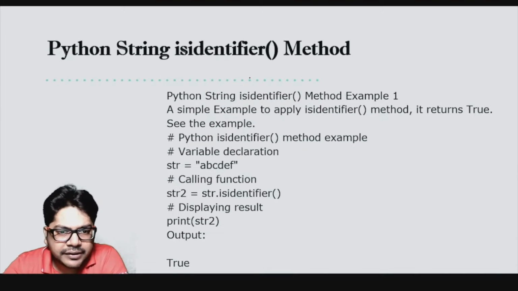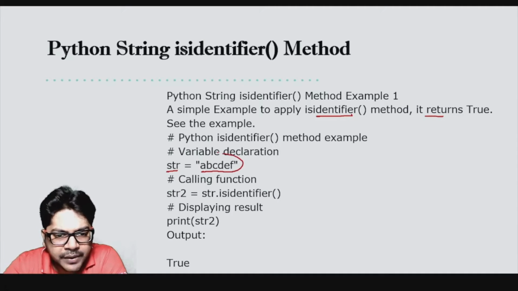Let us have a look at the example. Here is a simple example applying the isidentifier method, which returns true. I wrote str equal to abcdef. This is a proper identifier because it has alphabets in it. It does not start with a number, and it does not have a special character. So if you check str2 equal to str.isidentifier, it is going to return true.